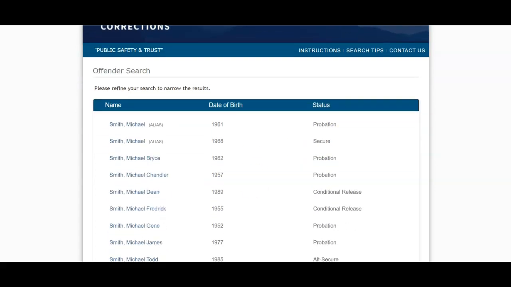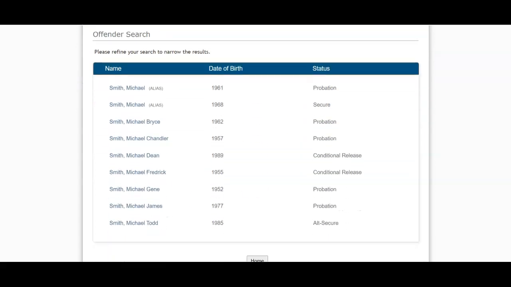So Montana gives you this list of all the results. They do indicate when the Michael Smith is an alias. Otherwise, they include middle names and things like that. And they do give you the year of birth, so if you know roughly the age of the person you're looking for, you can kind of narrow it down right away.